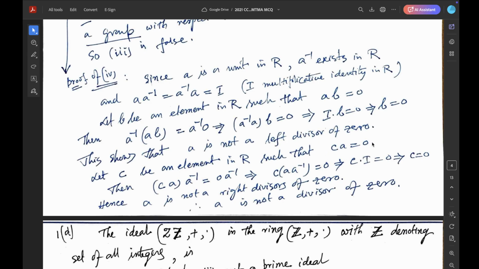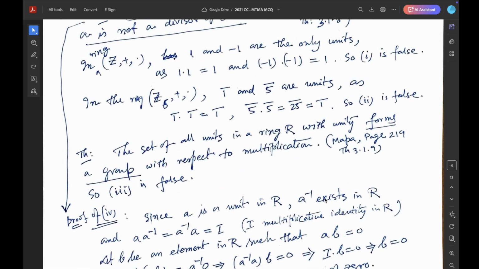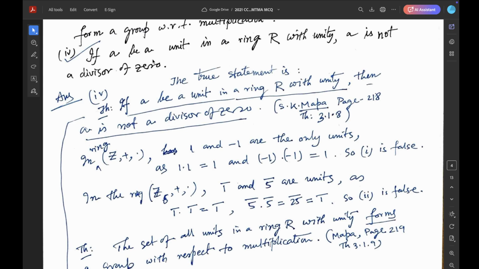So CA equals 0 implies C equals 0. Hence A is not a right divisor of 0. So A is not a divisor of 0. So the correct option is 4: if A is a unit in a ring R with unity, then A is not a divisor of 0.